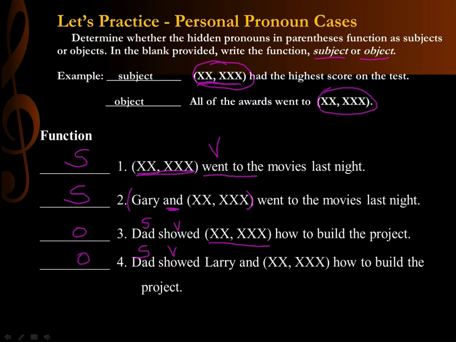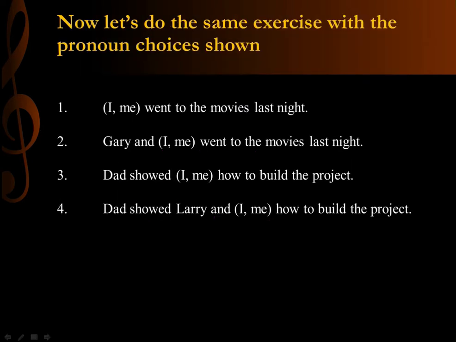So let's go farther with that. All right, now you get to just simply pick the correct pronoun. So what do you think it's going to be? I or me went to the movies last night. Okay, I. What's it going to be here? Gary and me went to the movies. Gary and I went to the movies.